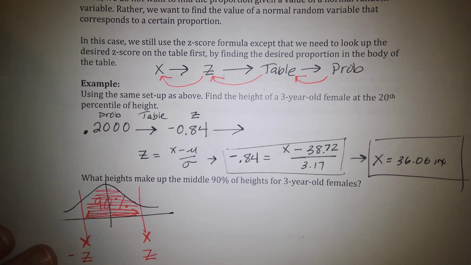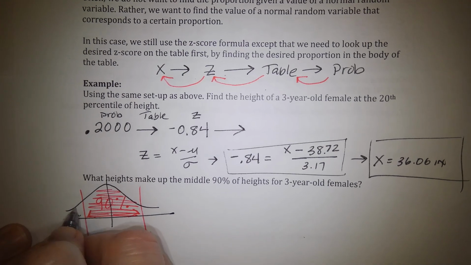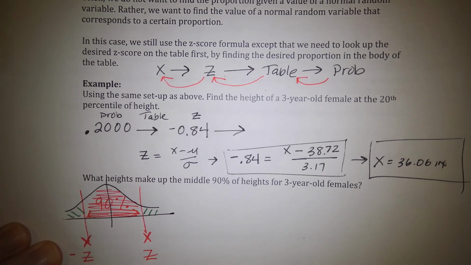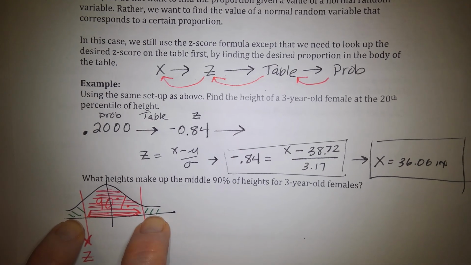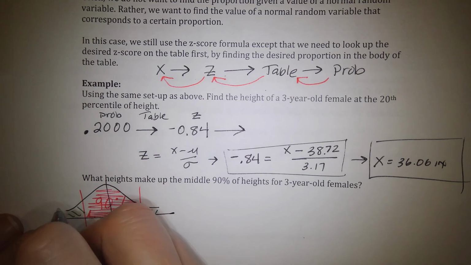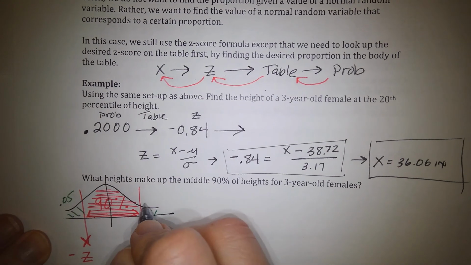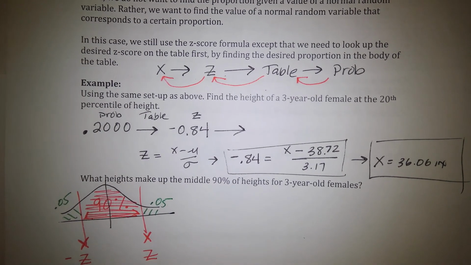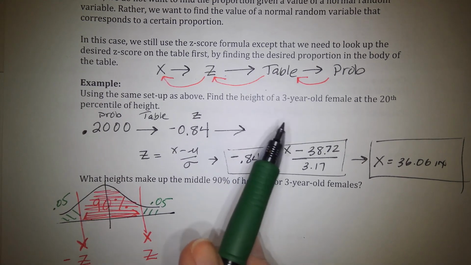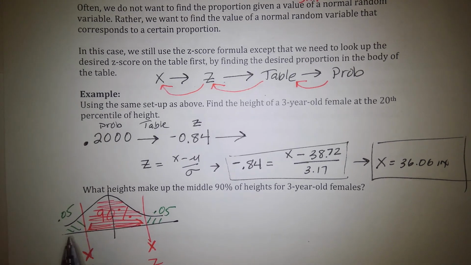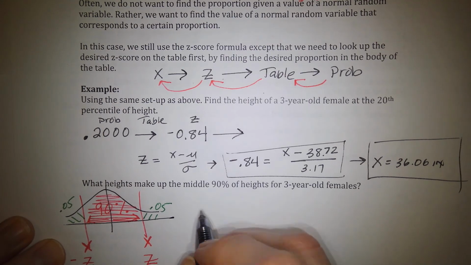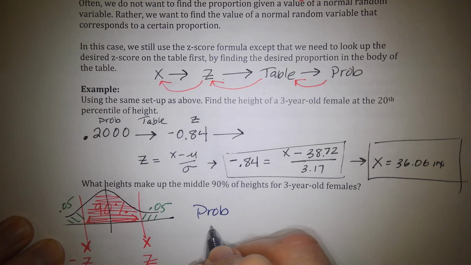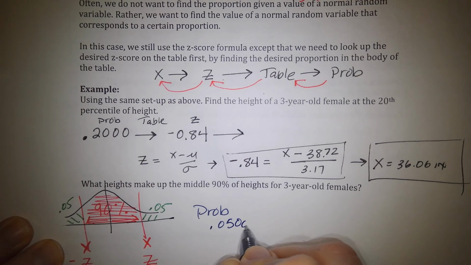Well, what I also know is the area on the outside. I know what area is in those two little tails. That means there's 10% left over to split between those two tails. So that means there's going to be 0.05 here and 0.05 here, or 5% over here. So in order to find these two z's, I can do the same method since I know that this area is 5%. Just like I did in the last question, let's start with the probability of 0.05.